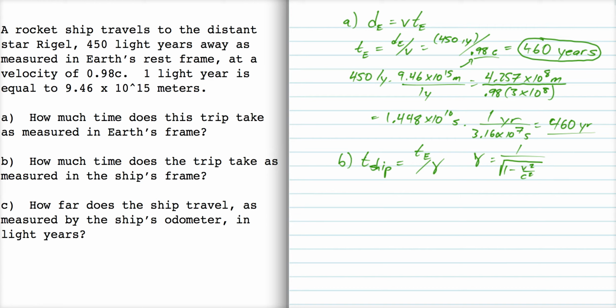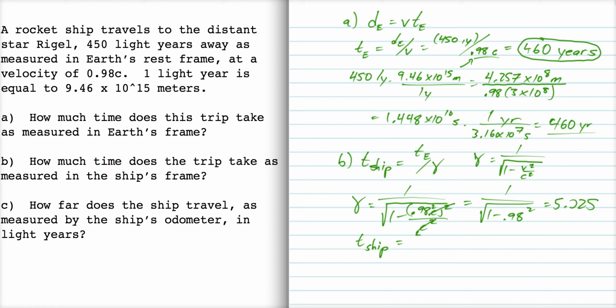Okay, so I'm going to go ahead and work this out just so you can see it here. So it's 1 minus 0.98 c squared over c squared, right? Now the c squared and the c squared cancels out, but you still have the 0.98 squared. So it's 1 over the square root of 1 minus 0.98 squared, which is 5.025. Okay? So the time as measured in the ship's frame is going to be less. It's going to be 460 years divided by gamma, which is 92 years.